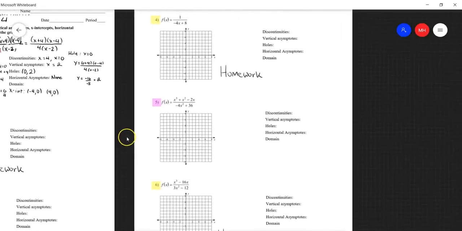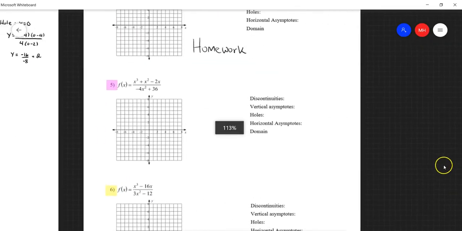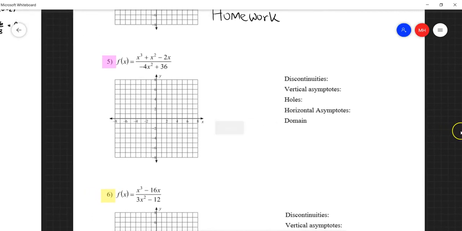So now let's try number 5. Still following the same routine. Once again, we're going to add in x-intercepts down here. So first we want to factor. Well, in the top, I have x cubed plus x squared minus 2x. They all have an x in common. We're going to factor it out. And now everything is one less x. So x squared plus x minus 2.